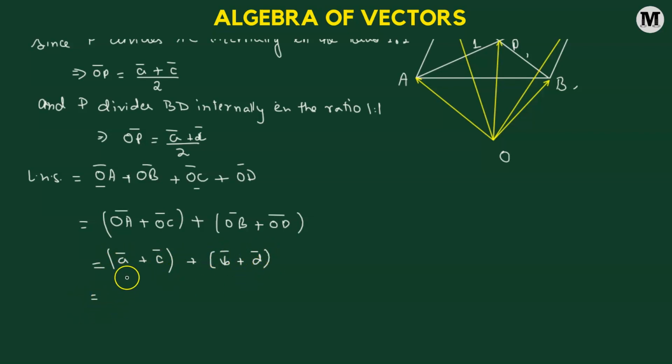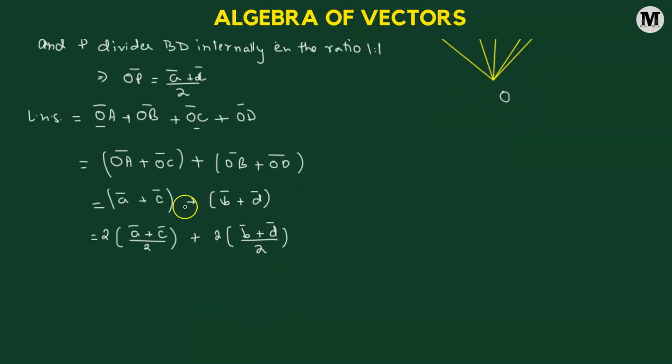Now we're going to divide and multiply with the factor 2. So we have 2 times A vector plus C vector whole divided by 2, added to 2 times B vector plus D vector whole divided by 2. Fine. Now we have already defined A vector plus C vector divided by 2, so this is going to be the vector OP. And we have 2 times B vector plus D vector divided by 2, so that's OP vector as well. So this is going to give us 4 times OP vector, which is the expression on the right hand side.